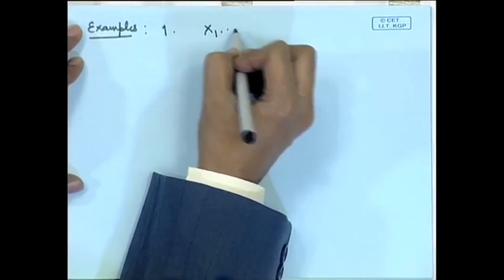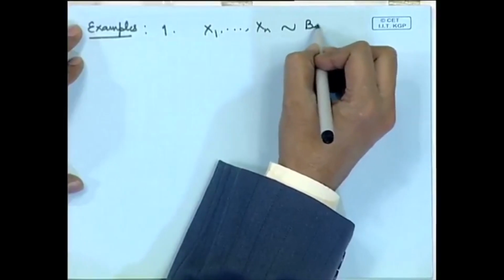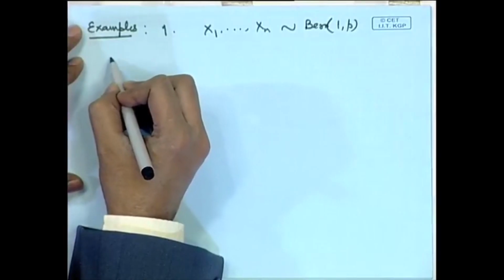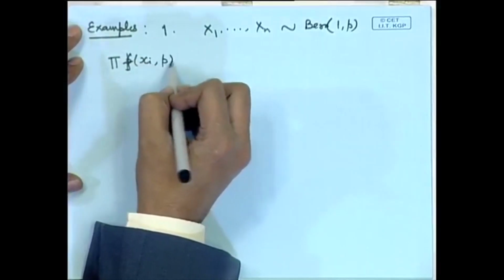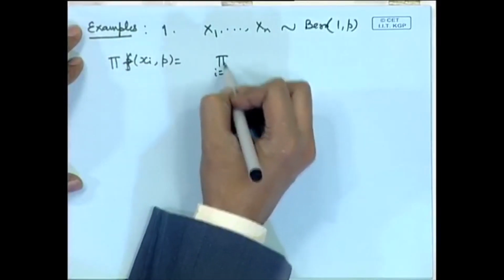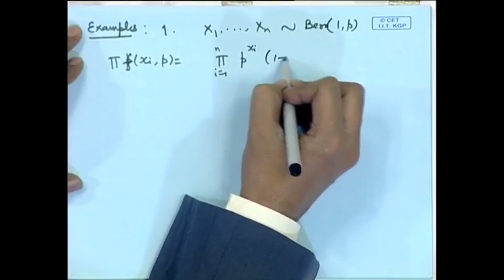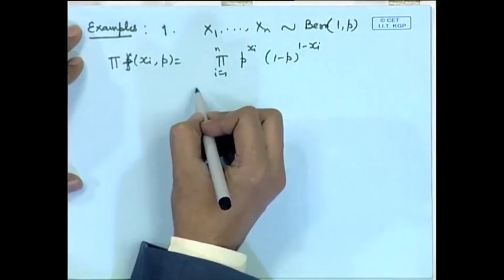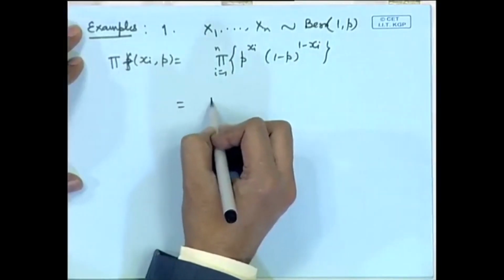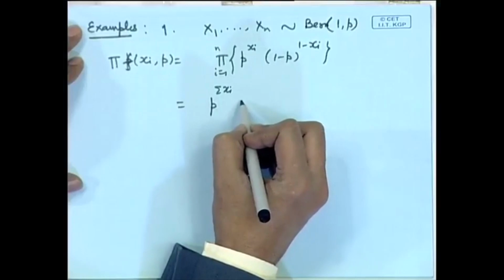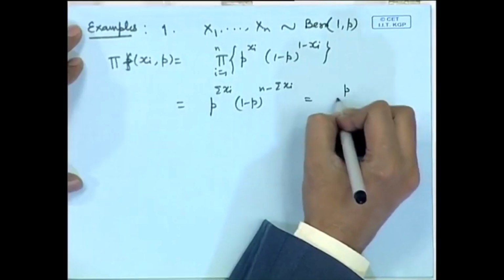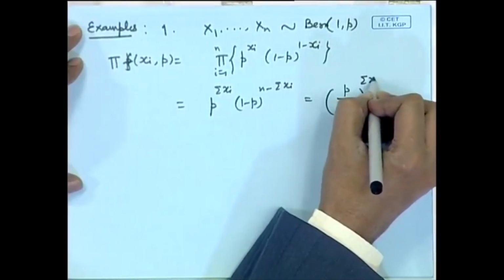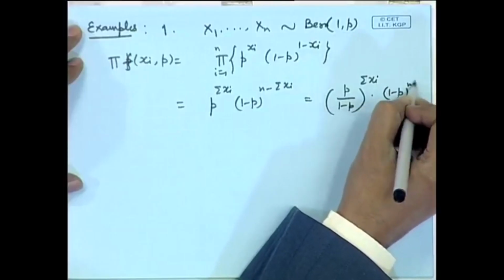Let us consider, say, X1, X2, ..., Xn follow a Bernoulli distribution. So, the joint distribution here is the product, i equal to 1 to n, p to the power x_i, (1 minus p) to the power 1 minus x_i, that is p to the power sigma x_i, (1 minus p) to the power n minus sigma x_i. This we can write as (p by 1 minus p) to the power sigma x_i multiplied by (1 minus p) to the power n.